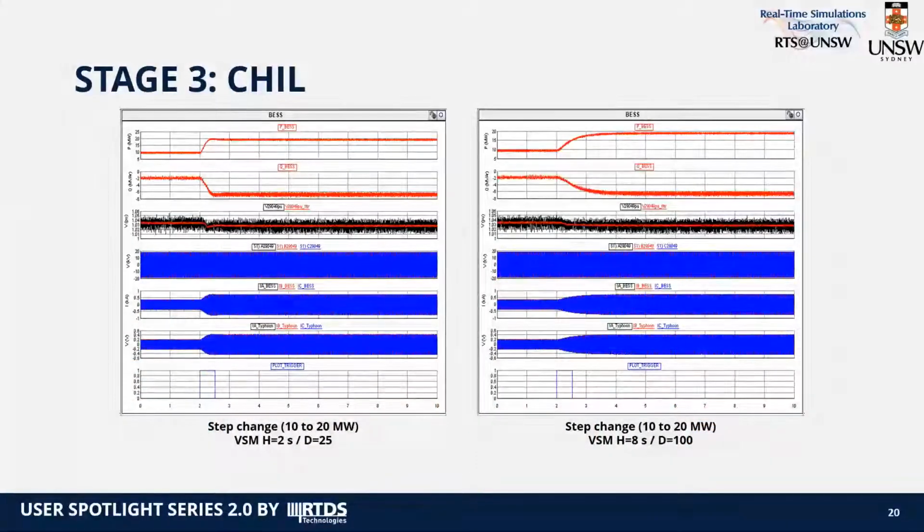Here we are showing two simulation results when doing a step change in the active power output of the battery for different sets of inertia and damping factor parameters. The change is performed in the Typhoon simulator, which triggers a plot signal that is received by the RTDS to update the plots, and we can see how the battery changes its output and it affects the rest of the system.